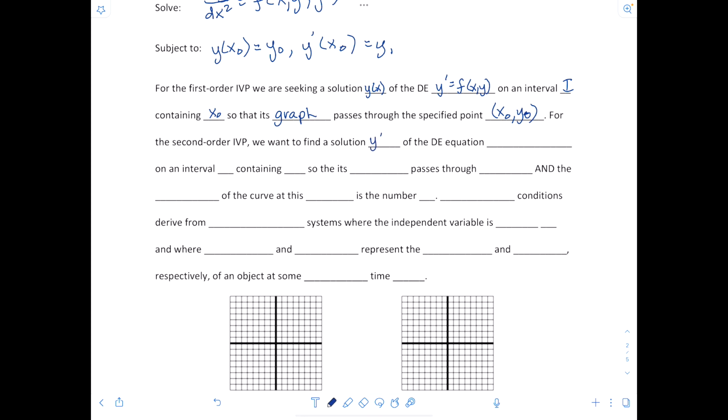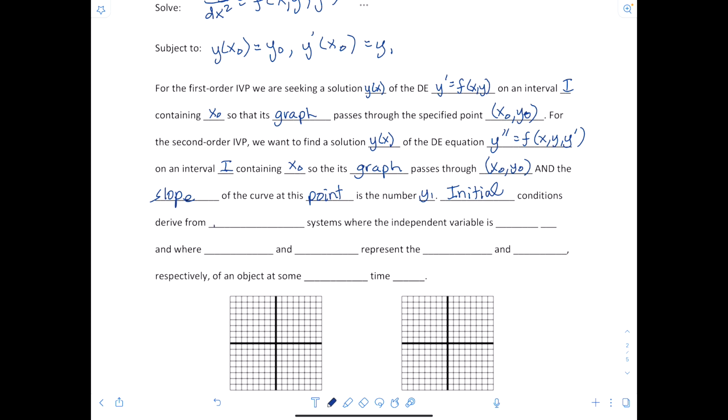y at x of the differential equation y double prime equals f at x, y, and y prime on an interval I containing x0, so that its graph passes through the point x0, y0, and the slope of the curve at this point is the number y1. Cool, cool? All right.